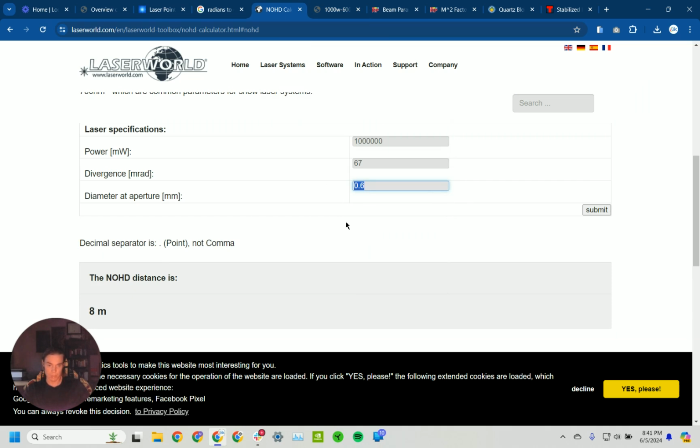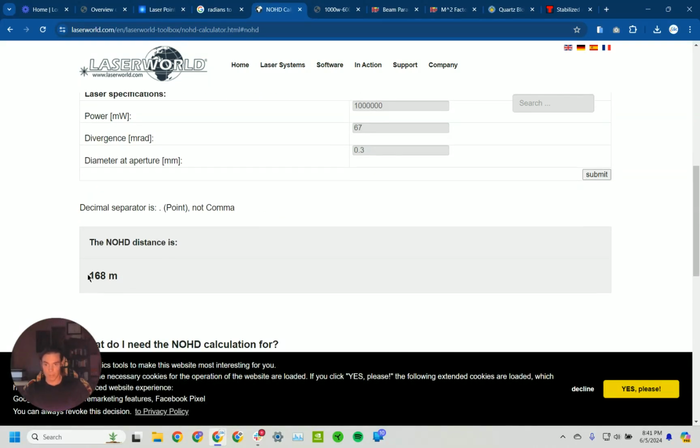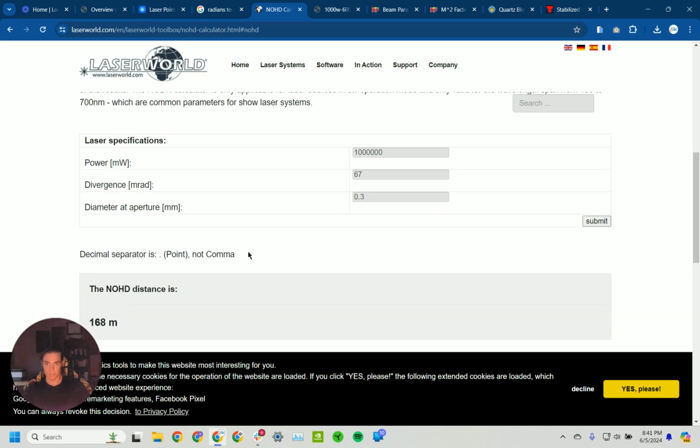And that's our diameter. Holy smokes, 168 meters. Yeah, that's way too big for really any building. You don't want this thing anywhere where it's going to be exposed.